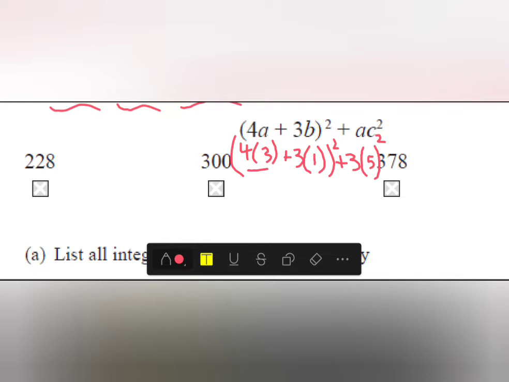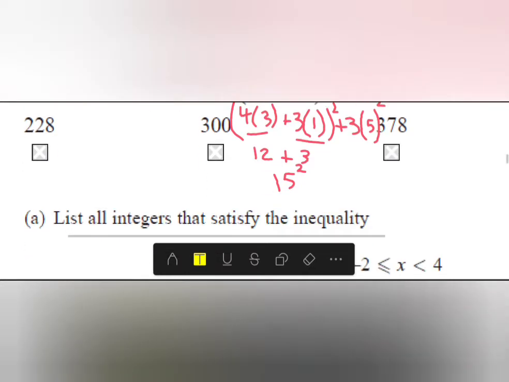Very good, it's 12. And then 3 times 1 is 3. And when you add them together, they're going to be what? 15. And the 15 is what? Very good. Squared. So 15 squared, we're going to add it here. So we're going to write 15 squared equals 225.